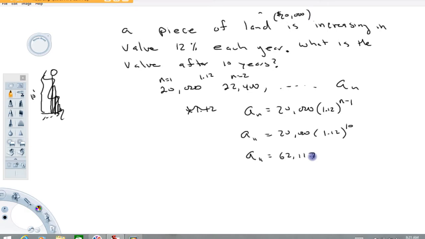I'll just take a moment here and make sure that looks right. 10 years, 12% is pretty high. Yeah, I think that's probably pretty reasonable. All right, so there's the value of the land after 10 of these cycles. Just going to calculate that one more time. Yep, got the same value second time around.